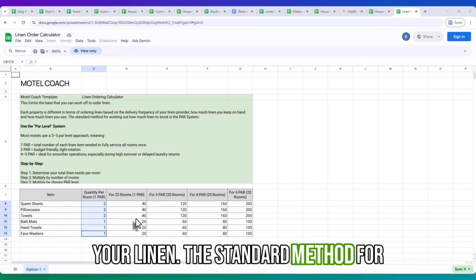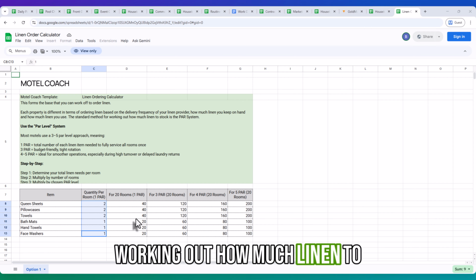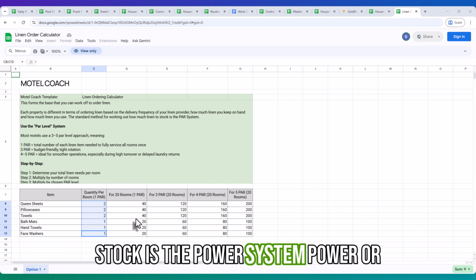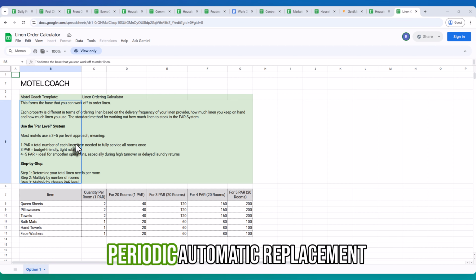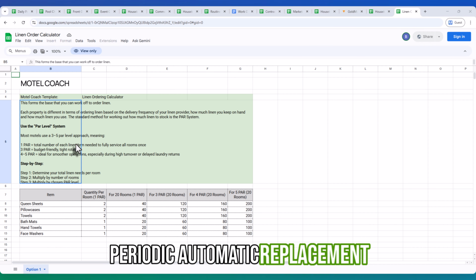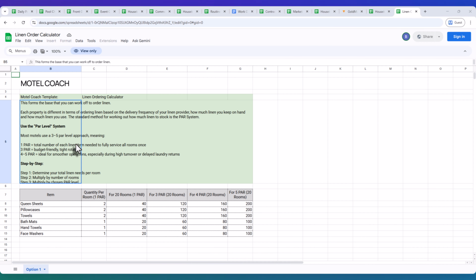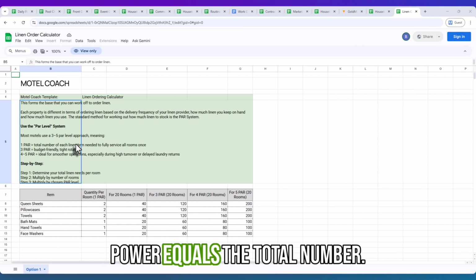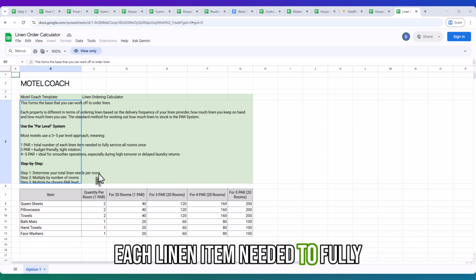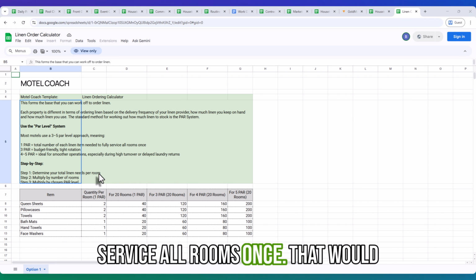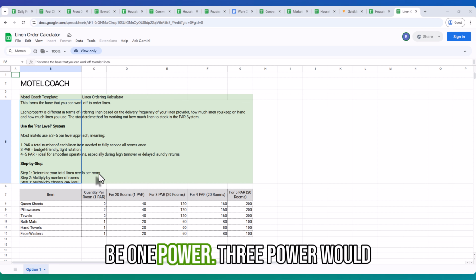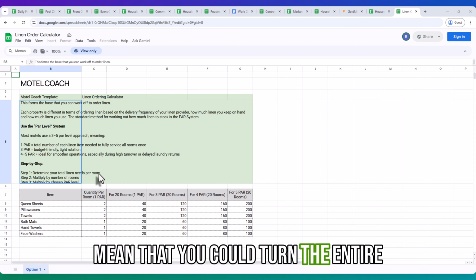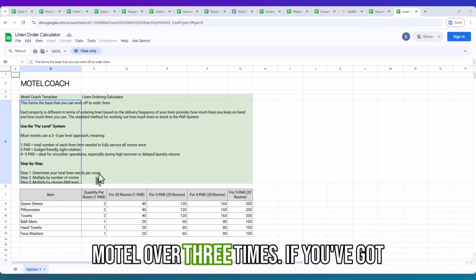The standard method for working out how much linen to stock is the PAR system. PAR, or Periodic Automatic Replacement Level System. Let's explain the PAR level. One PAR equals the total number of each linen item needed to fully service all rooms once. That would be one PAR. 3 PAR would mean that you could turn the entire motel over 3 times.